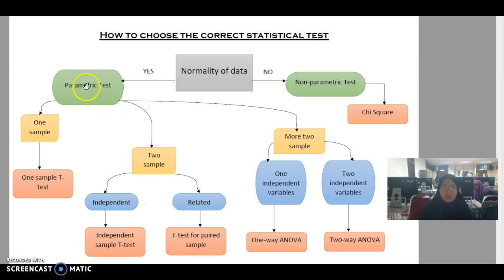So the third condition for the parametric test is if the data has more than two samples. So what should we do? If the more than two samples have one independent variable, we will run the one-way ANOVA. And if the samples have two independent variables, we will run the two-way ANOVA.